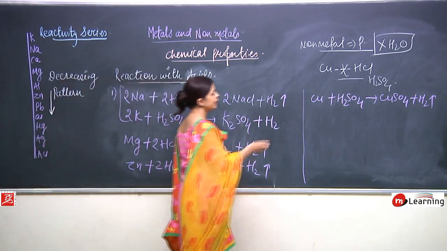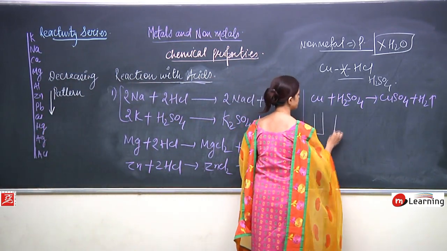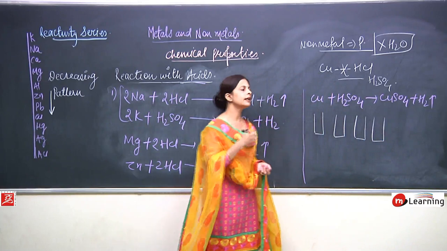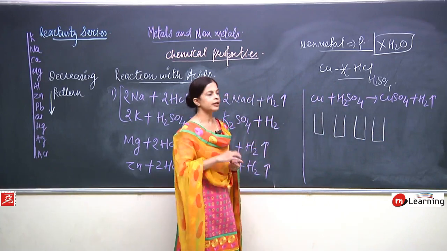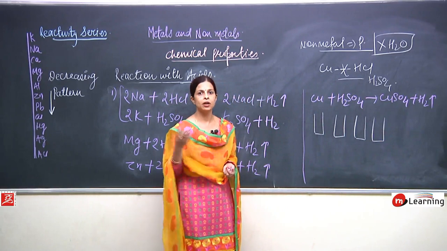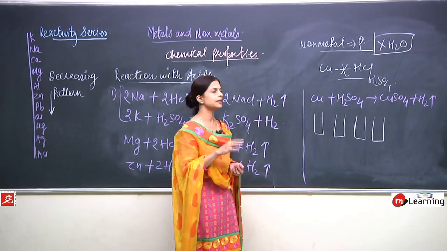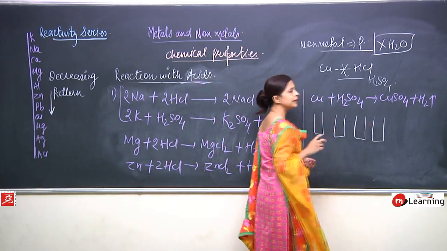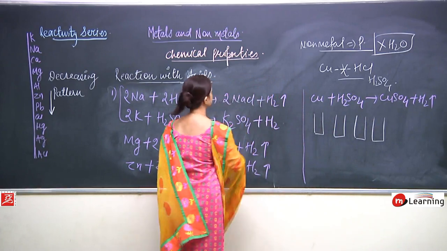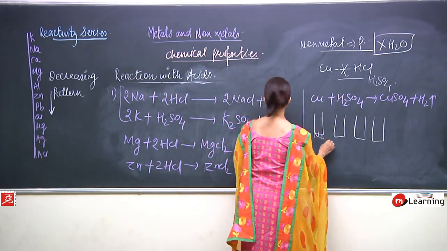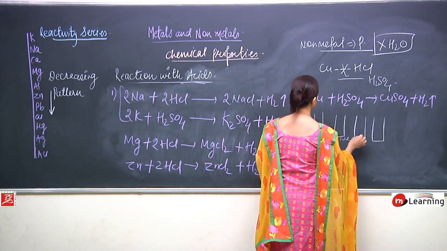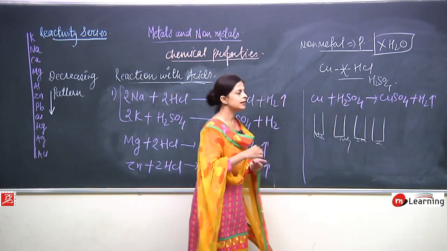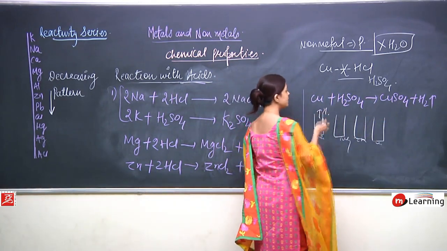To prove this, again we can take certain test tubes. In these test tubes we can put certain elements. Again, it can't be done at home, it can't be done without the permission of teachers, these activities have to be conducted in front of the teacher. If we keep certain elements in this, according to the reactivity series, maybe sodium, maybe magnesium, maybe zinc, and maybe copper, you will find that in all of these hydrogen gas will be liberated.